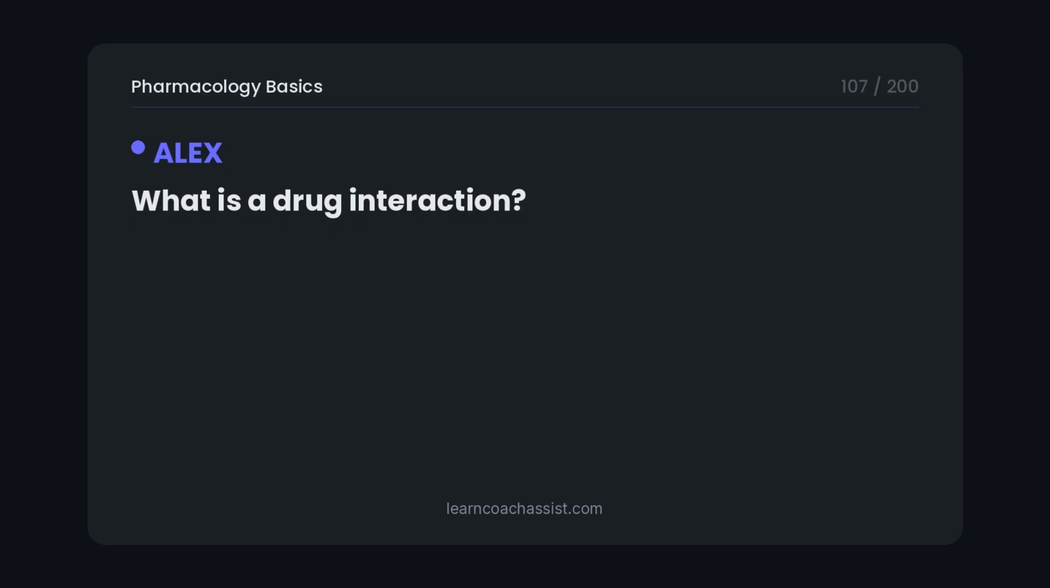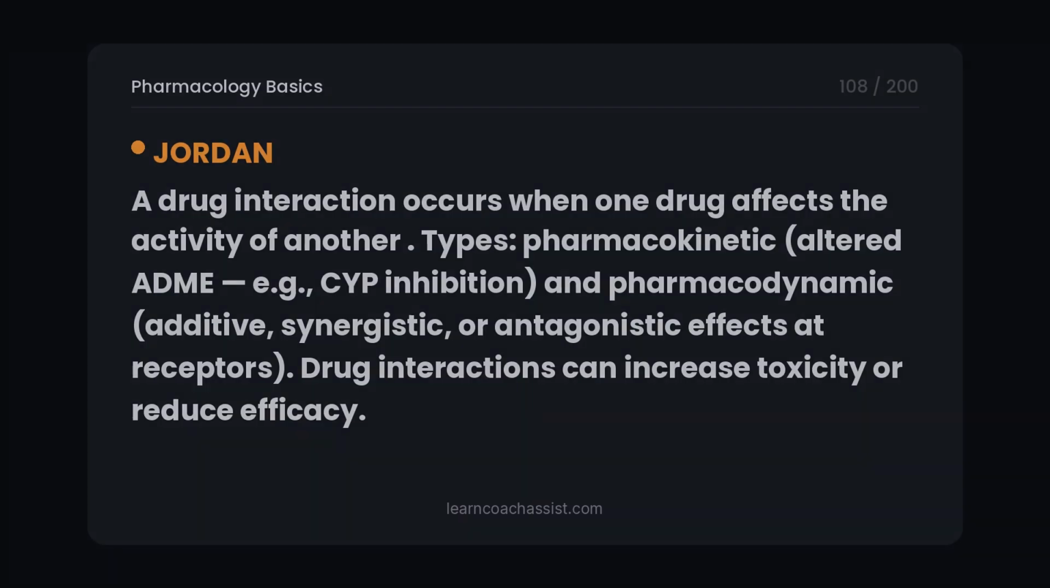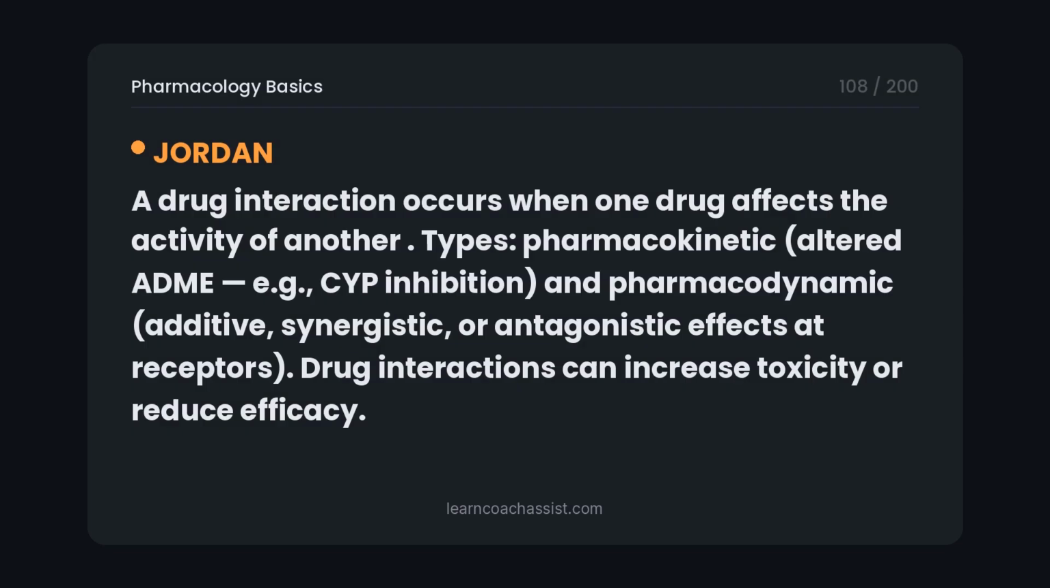What is a drug interaction? A drug interaction occurs when one drug affects the activity of another. Types: pharmacokinetic, altered ADME, e.g., CYP inhibition, and pharmacodynamic, additive, synergistic, or antagonistic effects at receptors. Drug interactions can increase toxicity or reduce efficacy.